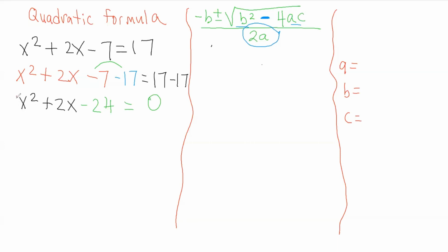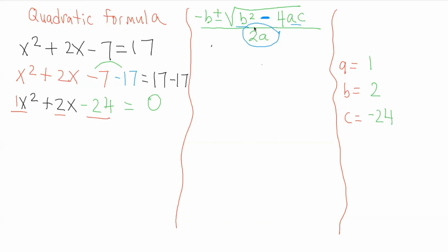This is going to be a 1. This right here is going to be a 2. And then we have a negative 24. I'm going to write them over here to the right. It's good to put them right here to the side because you can always use them as reference as you're doing your problem. So we have 1, then 2, and then negative 24.